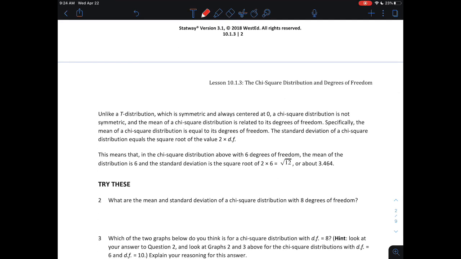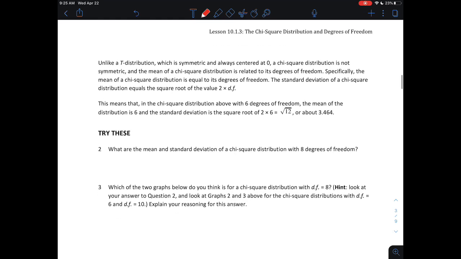Continuing on to the next page, unlike a t-distribution, which is symmetric and always centered at 0, a chi-square distribution is not symmetric, and the mean of a chi-square distribution is related to its degrees of freedom. Specifically, the mean of a chi-square distribution is equal to its degrees of freedom. The standard deviation of a chi-square distribution equals the square root of the value 2 times the degrees of freedom. This means that in the chi-square distribution above with 6 degrees of freedom, the mean of the distribution is 6, and the standard deviation is the square root of 2 times 6, which is the square root of 12, which is about 3.464.